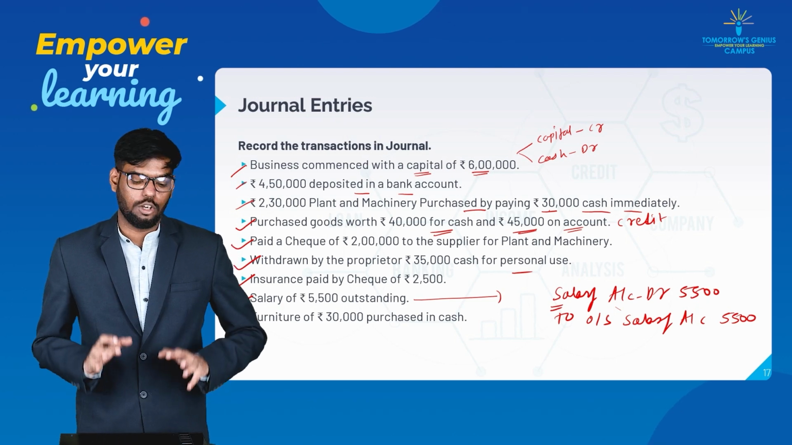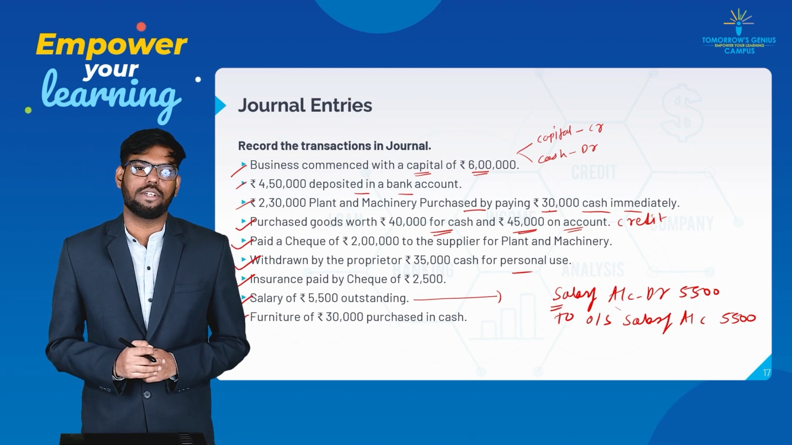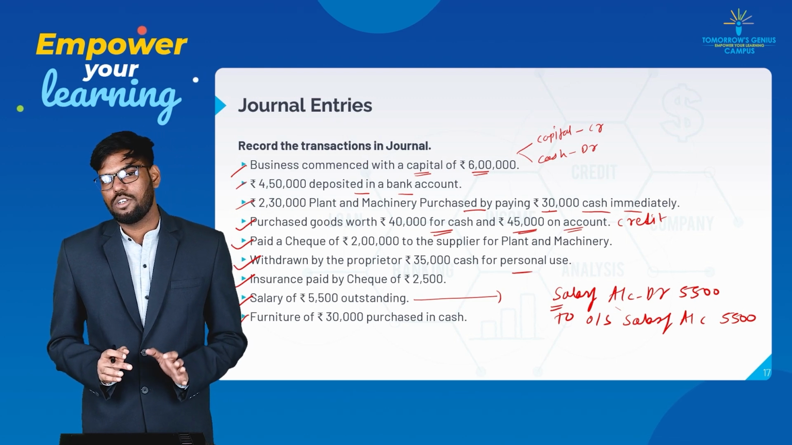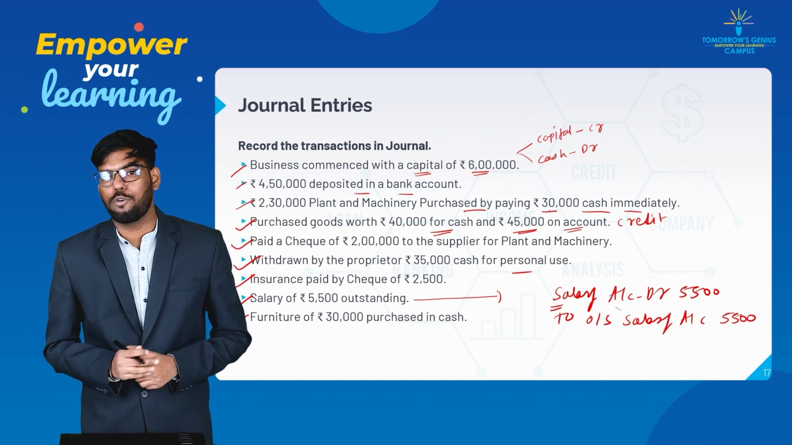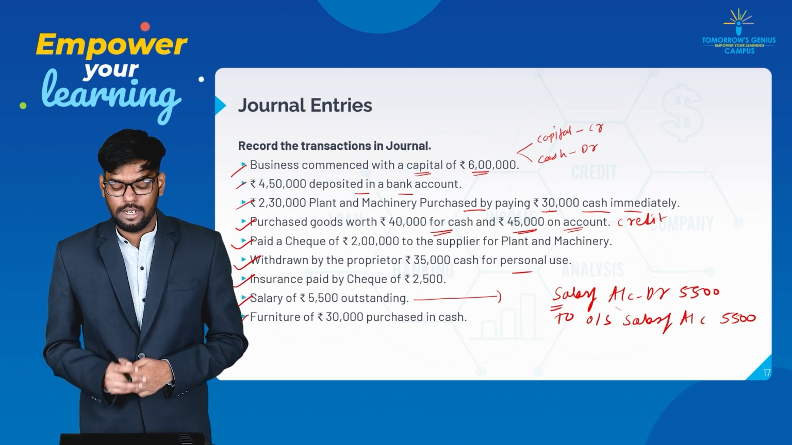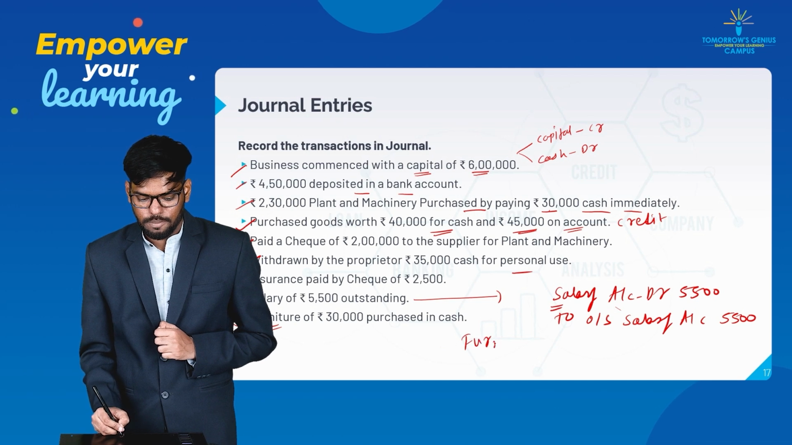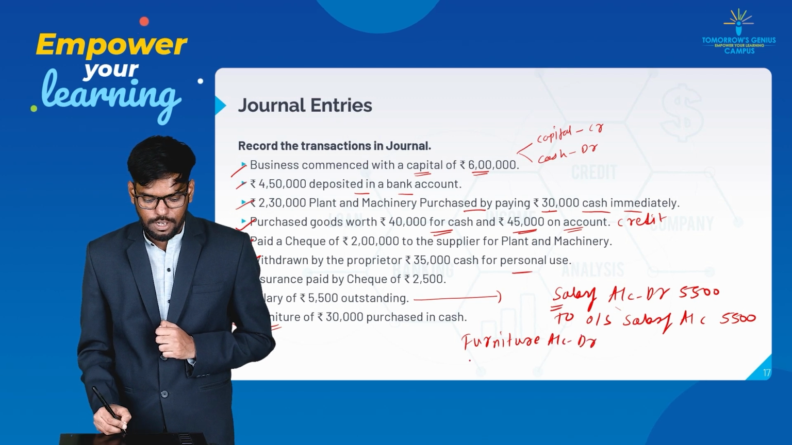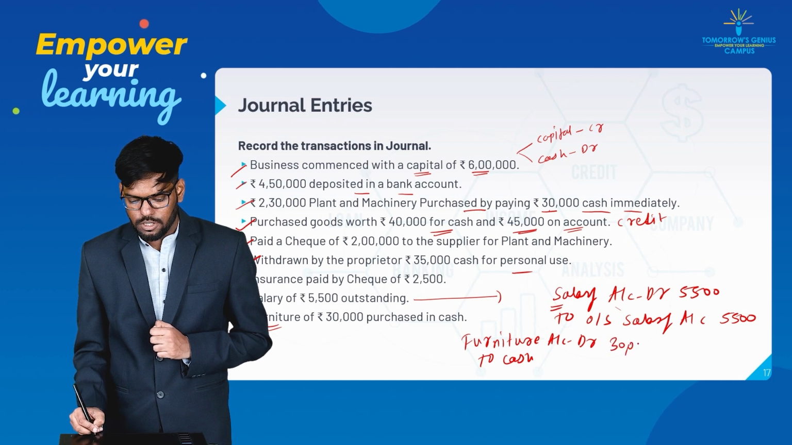Then, furniture of rupees 30,000 purchased in cash. So what will be the entry? Whenever you purchase any asset, we have to consider that asset account, right? And when you purchase any goods or material, we consider the purchase account, right? So here, what did you purchase? You purchased furniture, so you will debit the furniture account. And you have paid cash, so we credit the cash account for the amount of rupees 30,000, right?